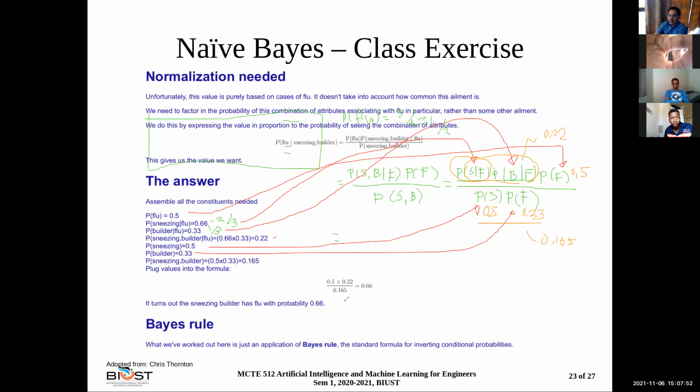So now it is just a direct application of these equations. We want to know the probability that the sneezing builder has a flu. It turns out that the probability is 66%. So most likely he has a flu. Okay, any questions?